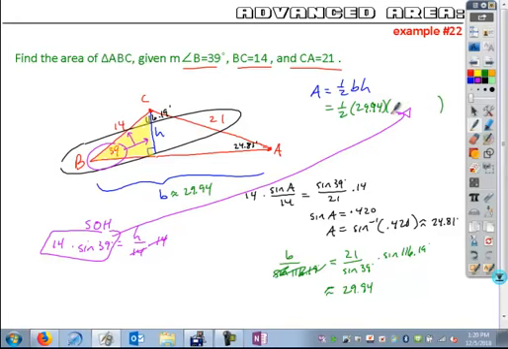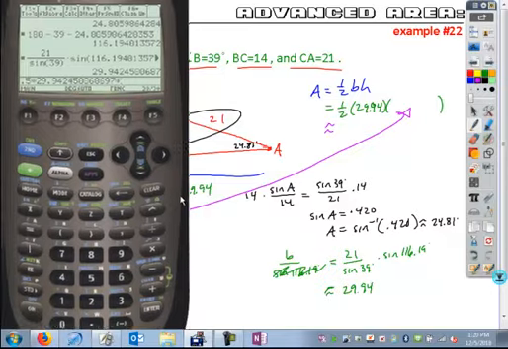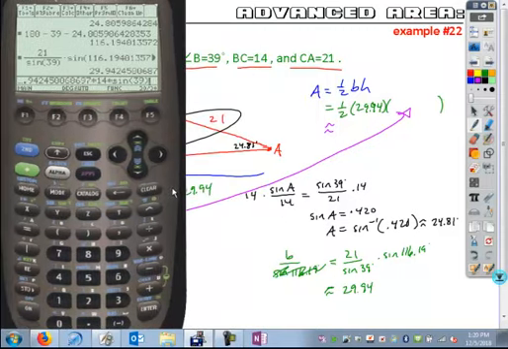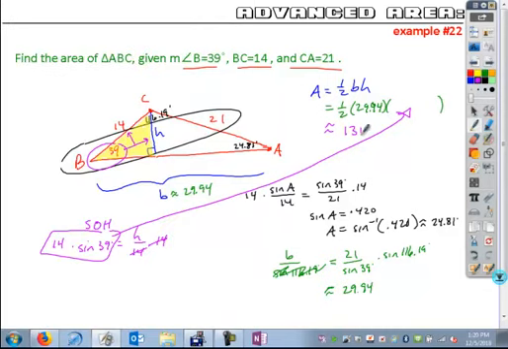Now I can do my calculation straight from here: one half times my length, which I just found in the calculator, all times my height, which is 14 times sine of 39. So there's my full calculation. When I hit enter, I get my answer, 131.90. The units are not provided, so I'll call it square units. It is a two-dimensional area, and that would be the answer.